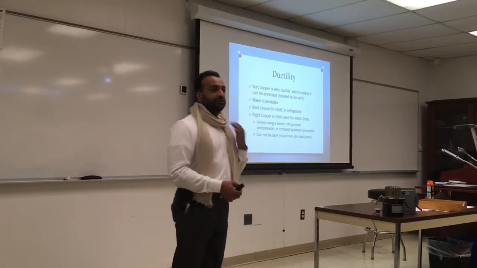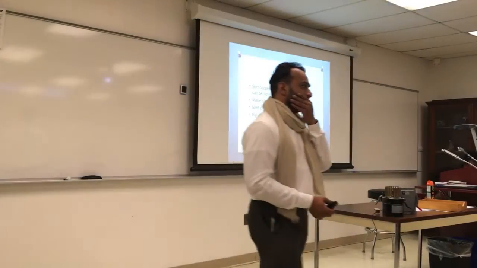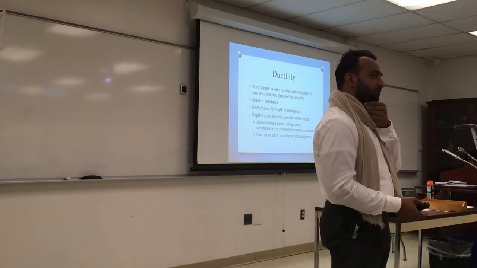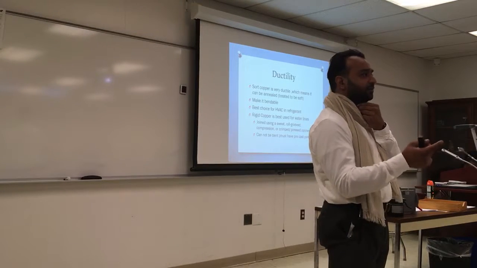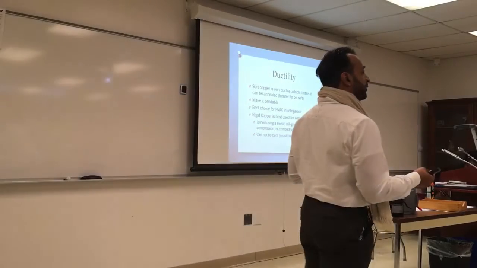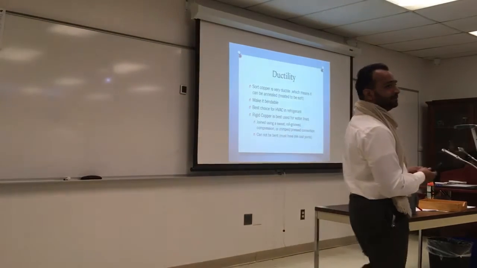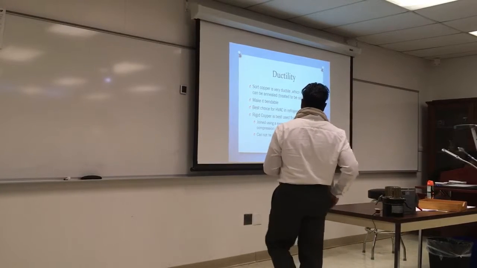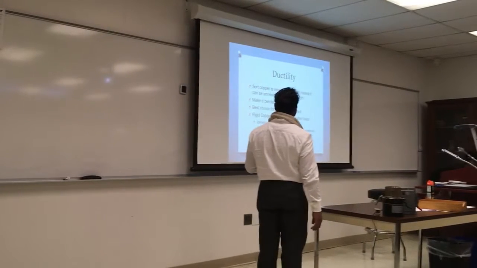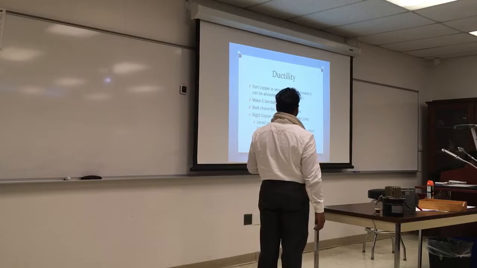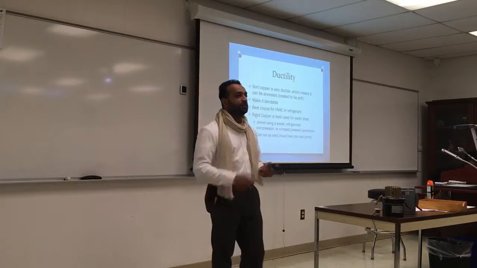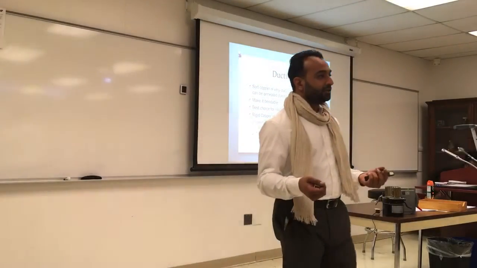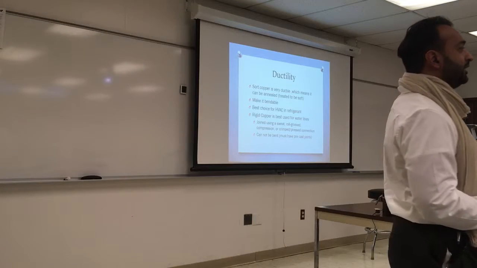Ductility. What is ductility? Can somebody remind me? Isn't it like the toughness of it? Toughness, flexible. It's not. What is the opposite of ductile? Brittle. Like glass or ceramics. So this is soft. Soft copper is very ductile, which means it can be annealed to be soft, so you can spread it, we can make a sheet. The most ductile material ever is gold.